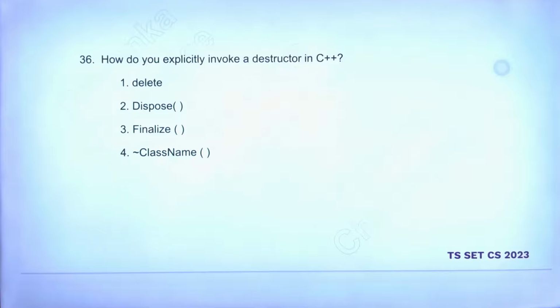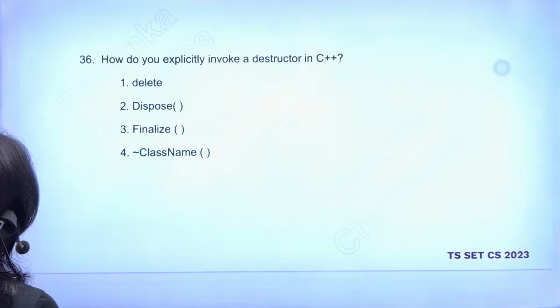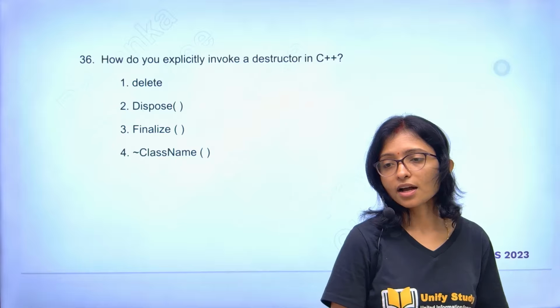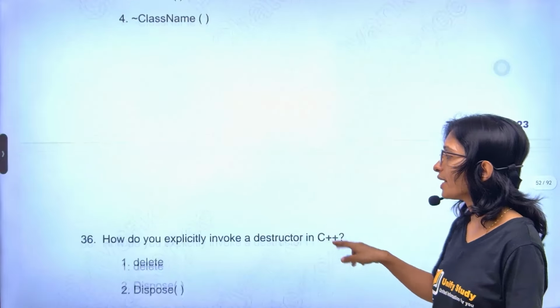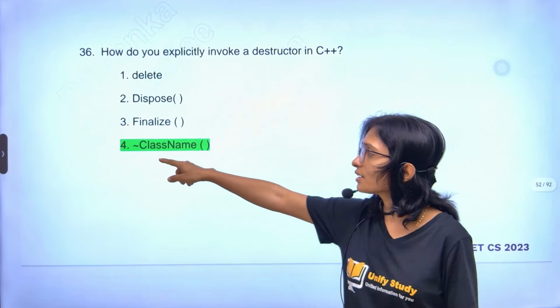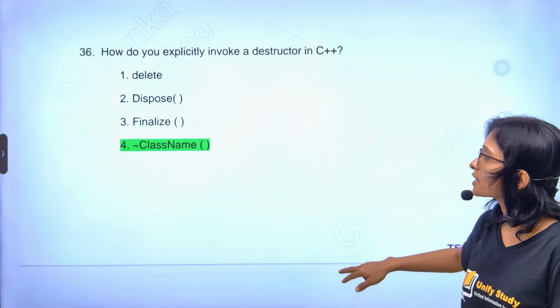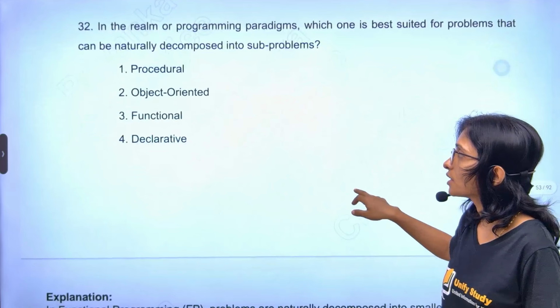How do you explicitly invoke the destructor? This is also a simple question. Arey my god, 70, 66. See that? Simple question. That is the problem. Even a simple question you are making mistakes on. Why? This is definitely, we are calling it with the tilde sign and the class name, right? This is the way we write a destructor. Now do this.